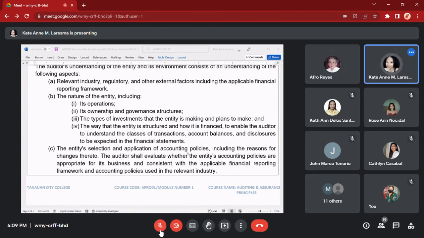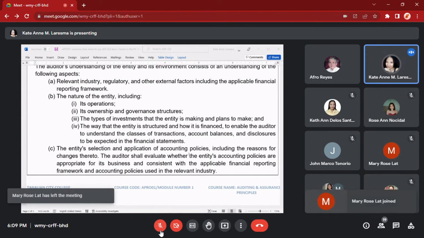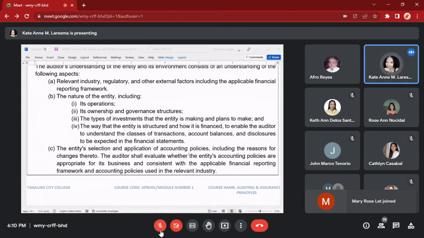Then, number 4, the way that the entity is structured and how it is financed to enable the auditor to understand the classes of transactions, account balances, and disclosures to be expected in the financial statements. Dito naman, structuring and financing ang usapan. Kailangan din aware si auditor sa distribution ng debt and equity ni entity. May associates ba to? Anong klaseng shares mayroon to?